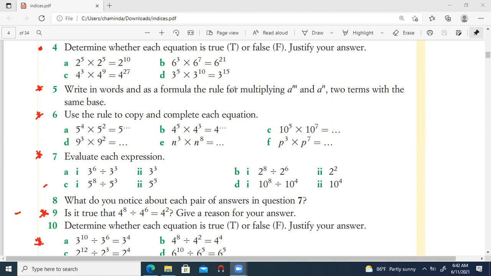Please do these marked questions. I have marked a few questions: question number 4, 5, 6, 7, 9, 10. Do these questions quickly.